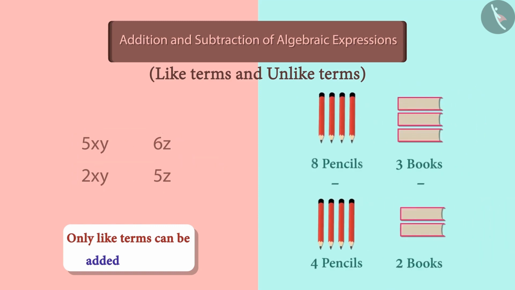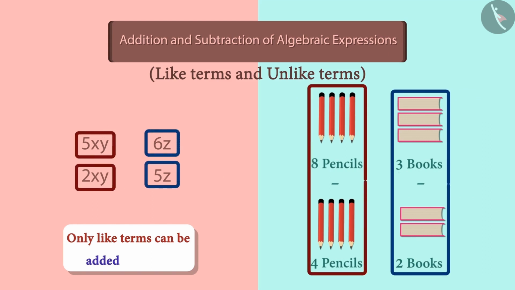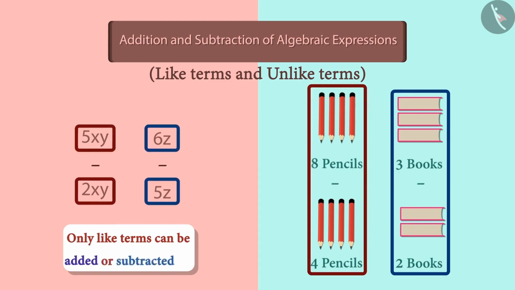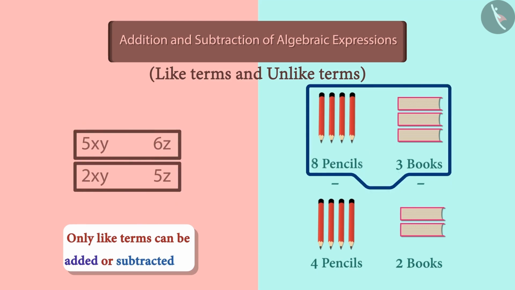The same is the case with subtraction. Only like terms can be subtracted from each other. We cannot subtract two unlike terms. Let's see an example to understand this concept better.